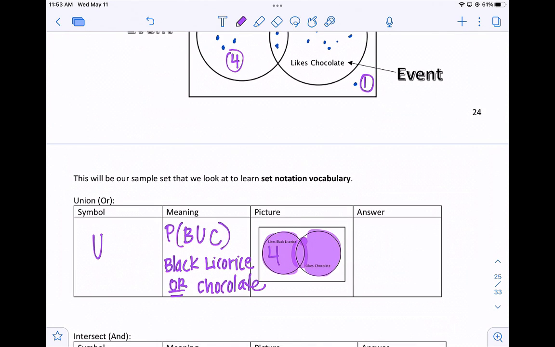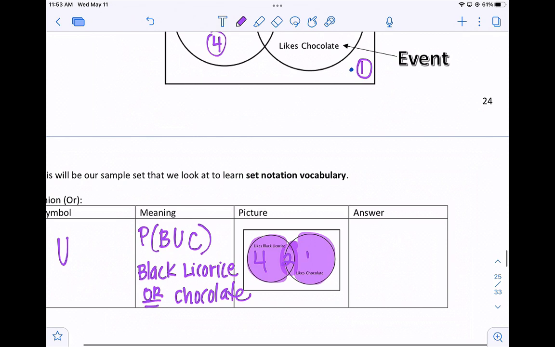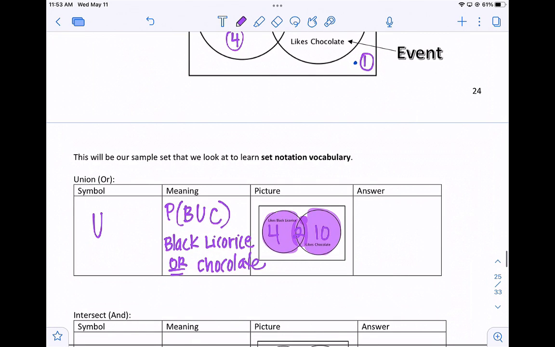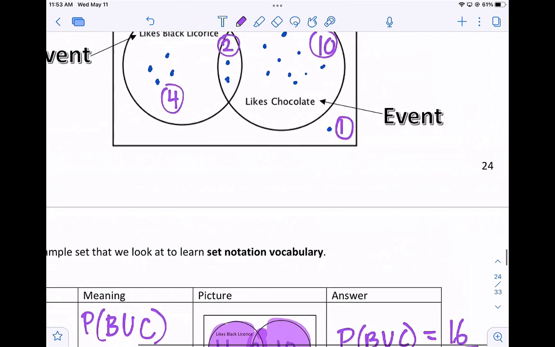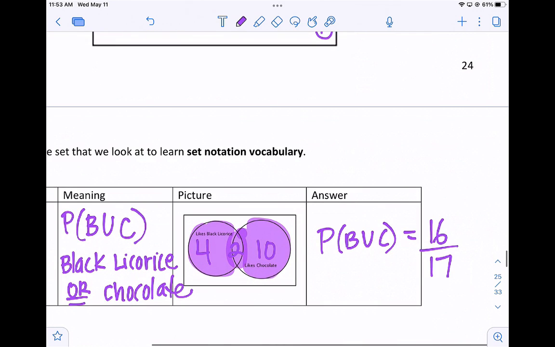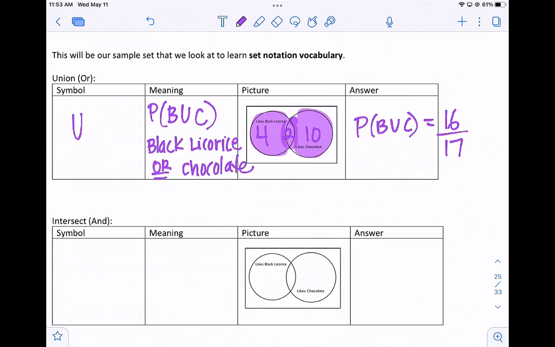So we would add 4 plus 2 plus 10. And so if it's the probability they like black licorice or chocolate, we can say it's 4, 5, 6, so 16 out of, and there's 17 in the sample space. And then we could change it to a decimal or percent.